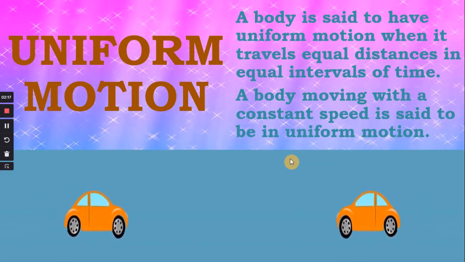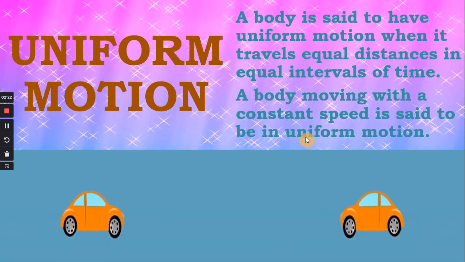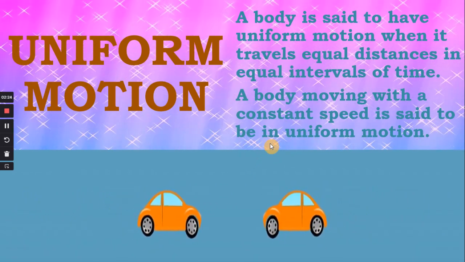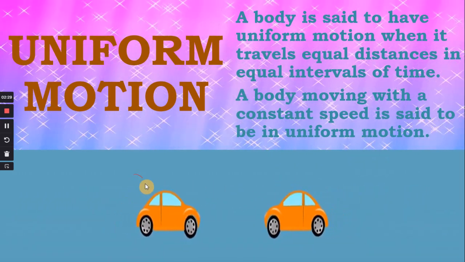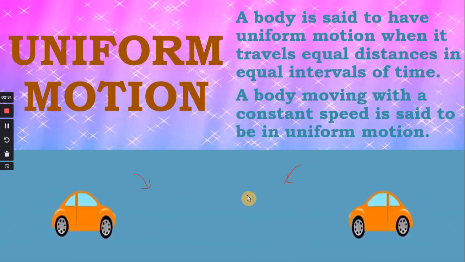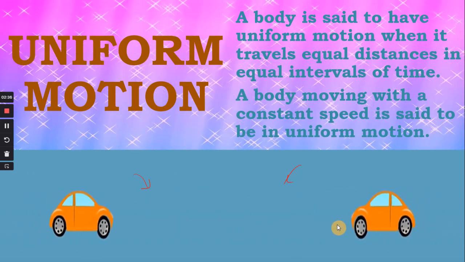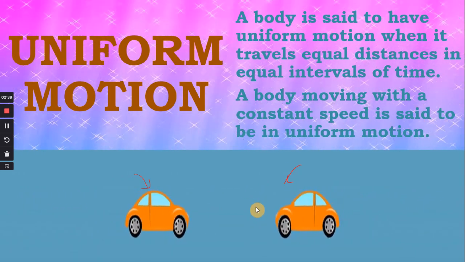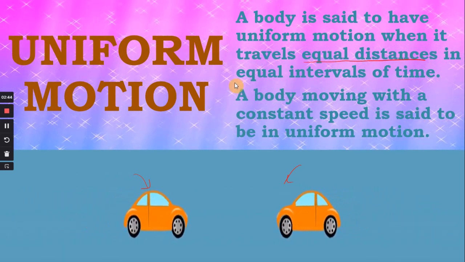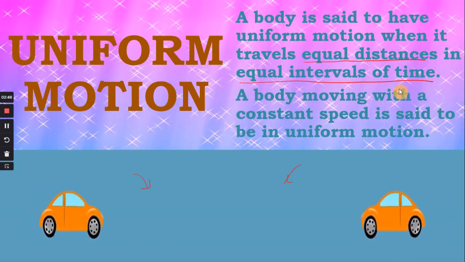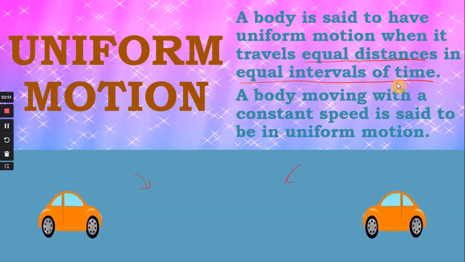This is the concept which I wanted to teach you before we get into the concept of average velocity. So, uniform and non-uniform motion. What is uniform motion? Here you are able to see these two cars. You can see they are moving with uniform motion, that is they are moving with the same speed, or you can say it travels equal distances in equal intervals of time.